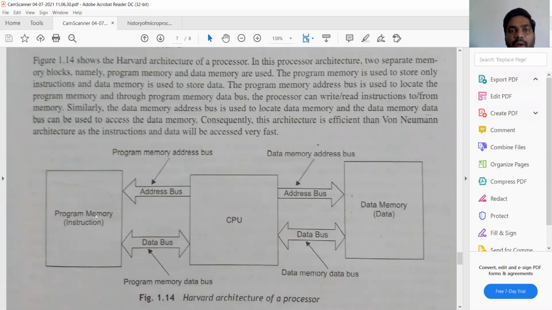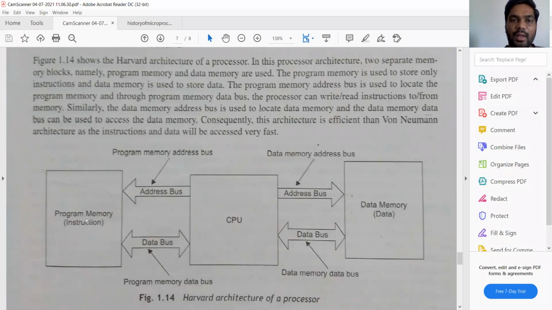That means the memory is divided into two categories. One for extracting the data, which is nothing but data memory, and another one for extracting the instructions, that is program memory. So the data memory is a separate one and the program memory is a separate one. Here both the memories are separated.